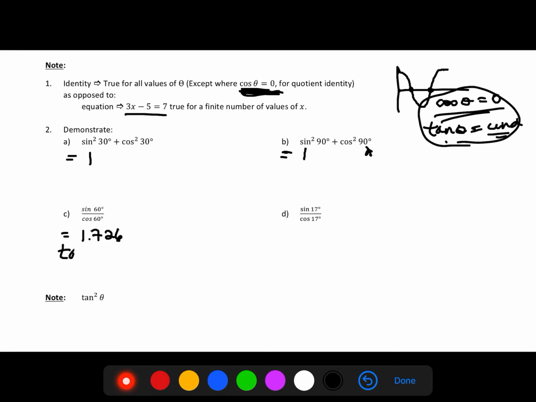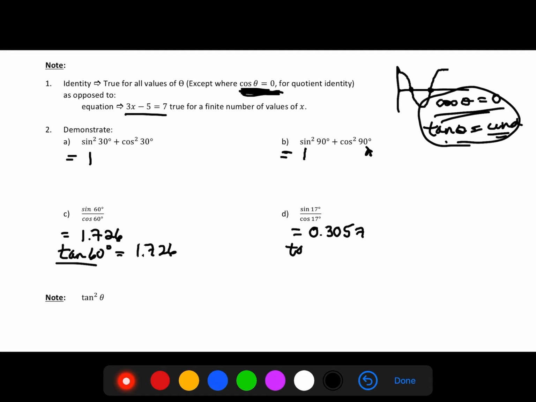So if we want to then prove that sine 60 over cos 60 equals tan 60, we're going to calculate sine 60 over cos 60, which gives us, rounded, 1.726. And then if we punch into our calculators tan 60, we get exactly the same answer. So we know that it does make sense. Tan of 60 is equal to sine of 60 over cos of 60.